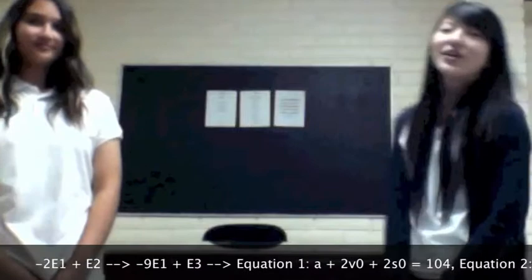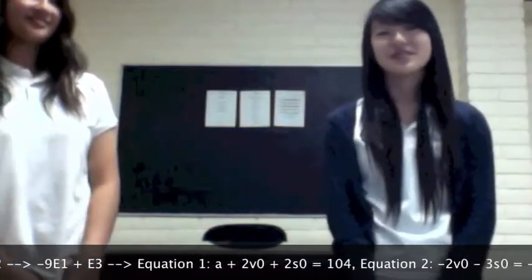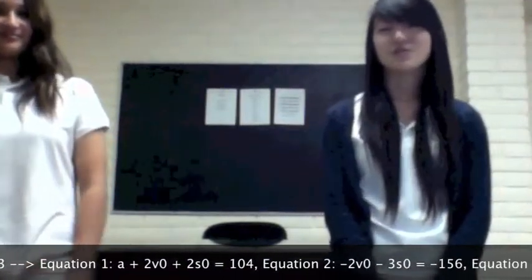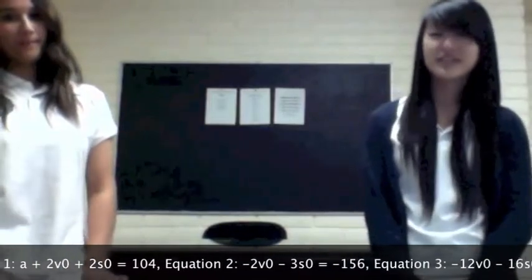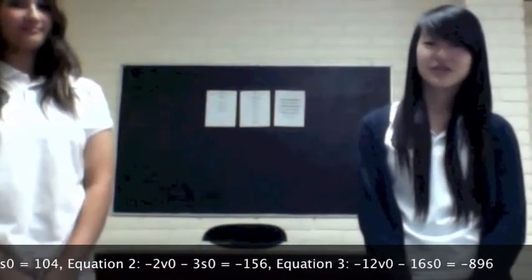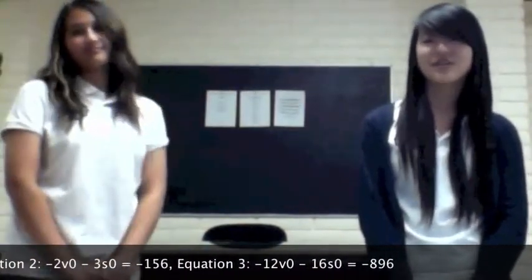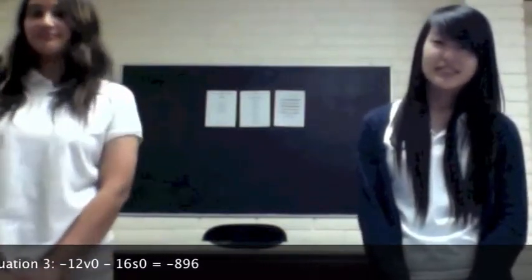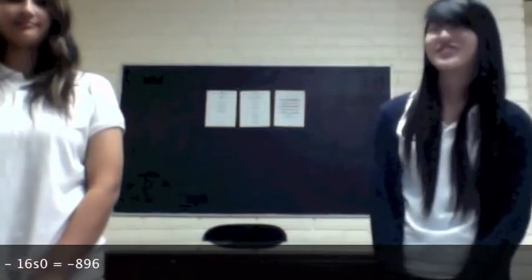After this, we get a plus 2v sub 0 plus 2s sub 0 equals 104. Negative 2v sub 0 minus 3s sub 0 equals negative 156. And negative 12v sub 0 minus 18s sub 0 equals negative 896. Oh, I get it. So after that, we can add negative 6 times the second equation to the third equation.